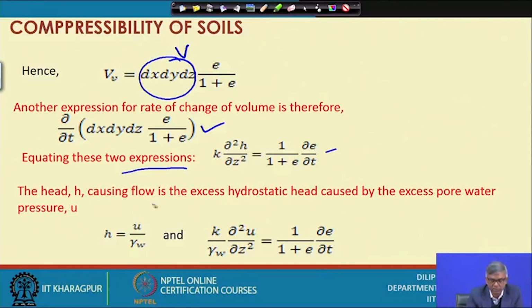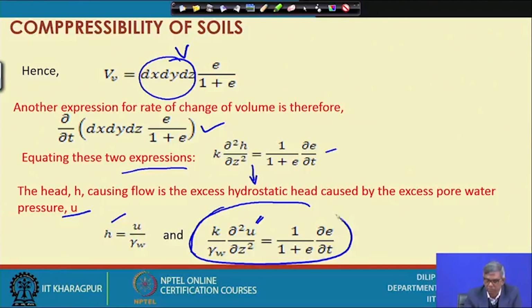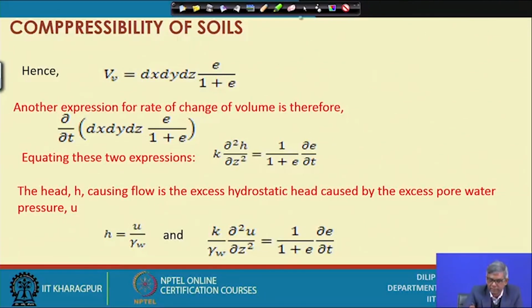The head causing flow is the excess hydrostatic head caused by the excess pore water pressure u. So, there is a relationship between h and u. h will be equal to u by gamma w, and if I express it in terms of u instead of h, then this will be reduced to this form.